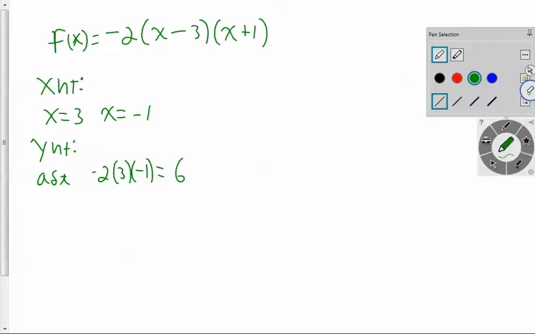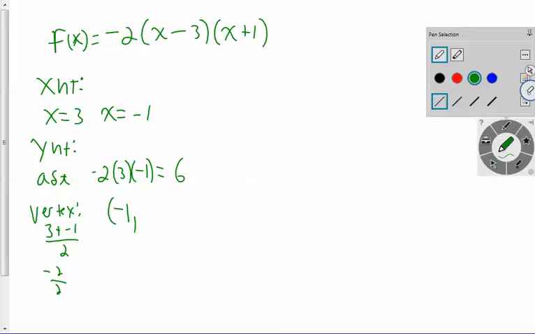Okay? Now the vertex. According to our formula, the vertex is found by taking s plus t and dividing it by 2. So we take s, which is 3, plus a negative 1, and divide it by 2. What's 3 plus a negative 1? Well, that is 2. And 2 over 2 is 1. So the vertex's x-value is 1.